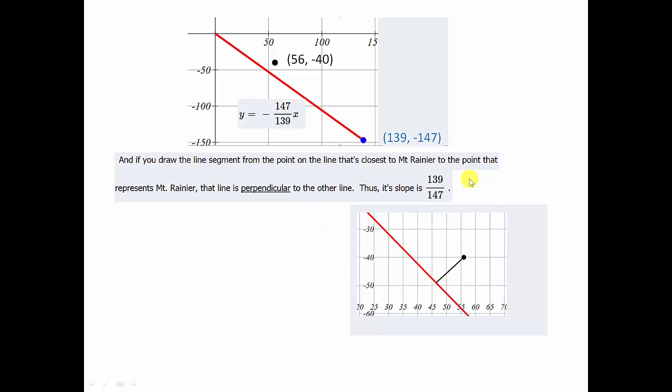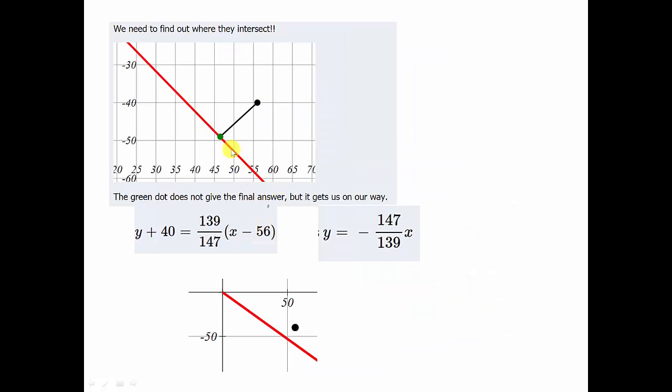We know since it's perpendicular, since this slope is negative 147 over 139, the slope of the perpendicular line is 139 over 147. We still know that this is 56, negative 40. That's the black point. We have a slope, we have a point. We can easily find the equation of the line. And the key thing is figuring out this green dot right here. We just need to know where they intersect.